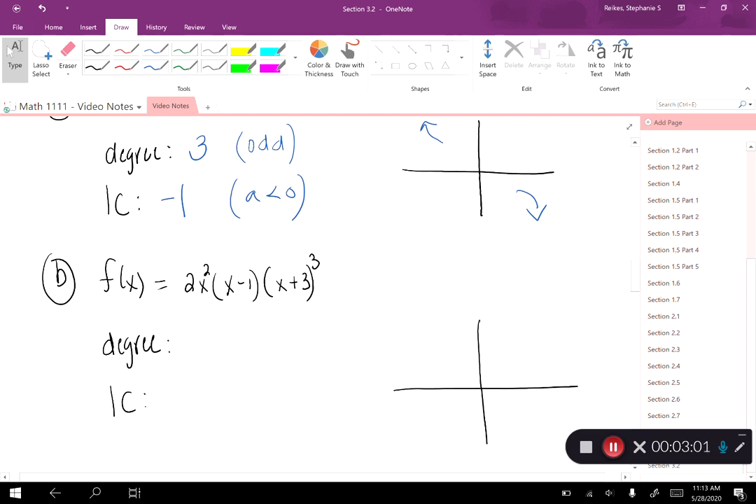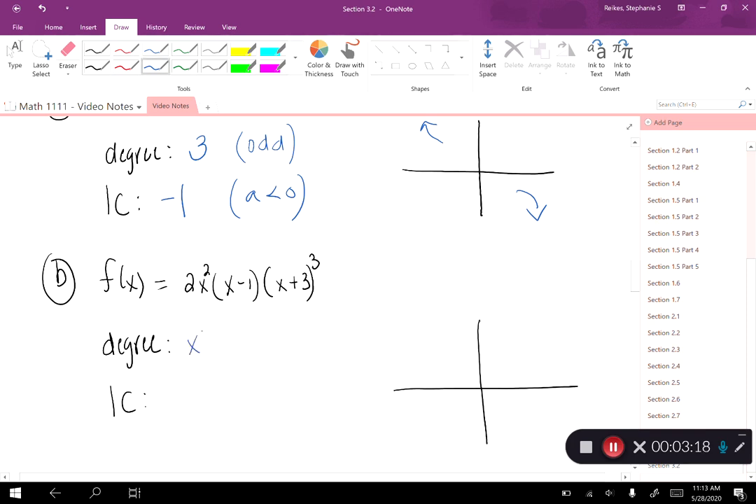So, foiling this one would be a little bit of a pain, right? I have x plus 3 cubed times another x minus 1. It's going to take a long time to FOIL. So instead of foiling, we use a little trick. We take each x term with its exponent and multiply it together.